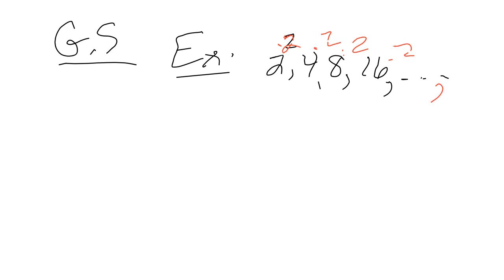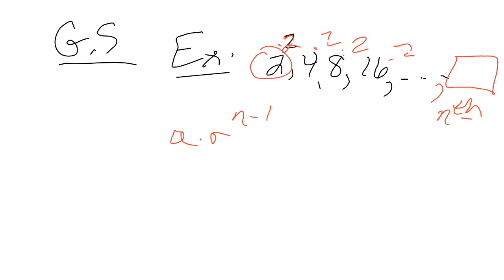So to get to the value of the nth term, how would you do that? The value of the nth term is going to be a times r to the n minus 1 power, where once again, a is the value of the first term. So in this case, a is 2, and the ratio r is also 2. So this is going to be 2 times 2 to the n minus 1 power.